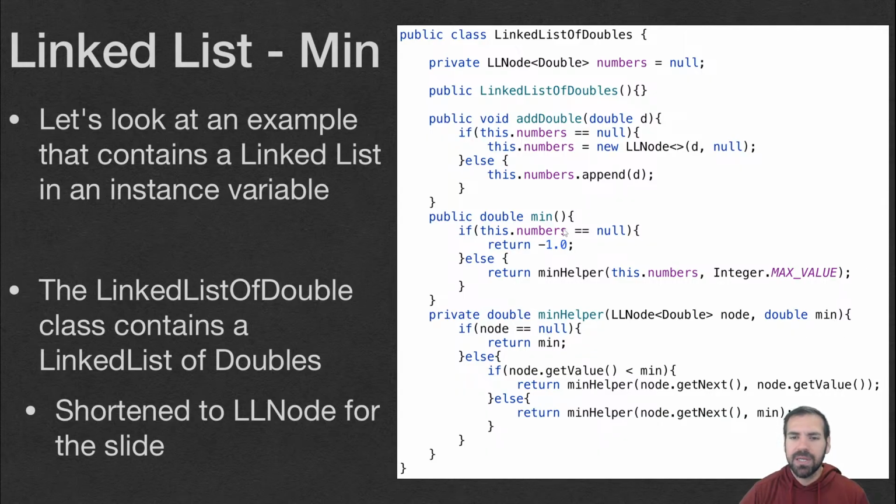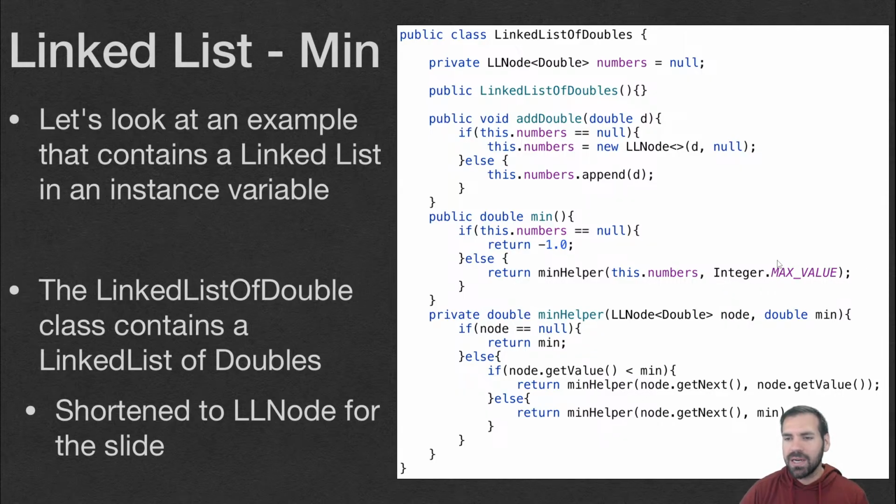So I have these parameters, and then my min method itself, my public-facing one, is just going to call the helper method with the initial values for my... Got to update this slide too. With the initial values for my recursion. So it's going to start at the head of the list, this.numbers, the head of the list. So we're starting at the first node, and then some value that's not going to mess with my calculations.